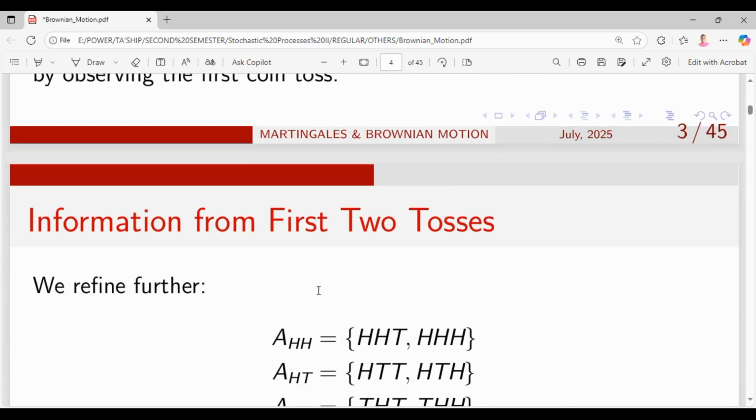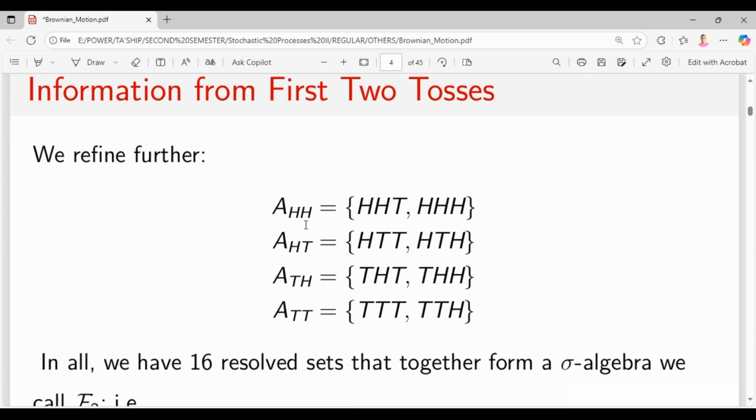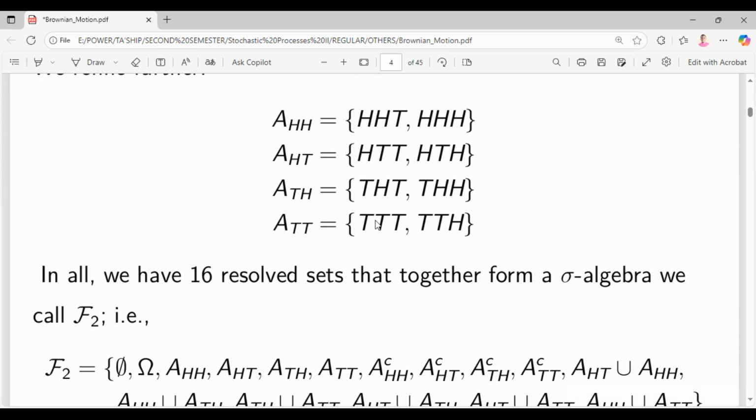So now let's say we are given information on the first 2 tosses. We know that it could either be the first one a head and the second one a head, or the first one a head and the second one a tail, or tail head, or tail tail. So if you do that, these are the possible outcomes you're going to get, right? We get 4 outcomes. Now let's see what will happen. The sigma algebra over here is going to give us AHH, AHT, ATH, ATT. So you can see all of them are here.